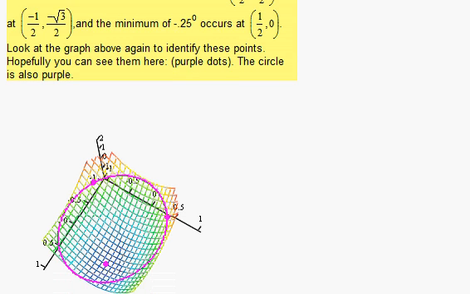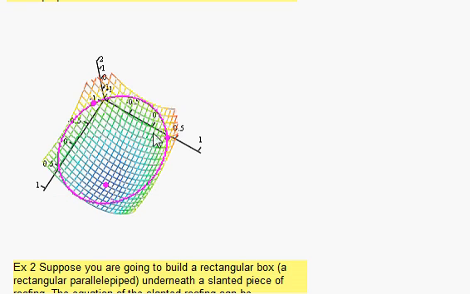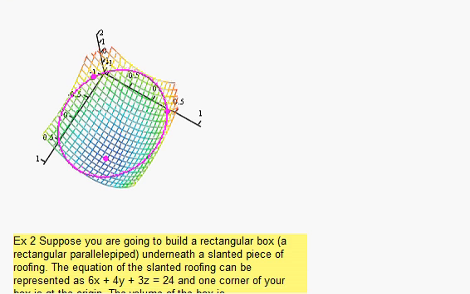And here is a picture. These two purple dots are showing the maximum temperature, and this purple dot here shows where the minimum temperature occurs.